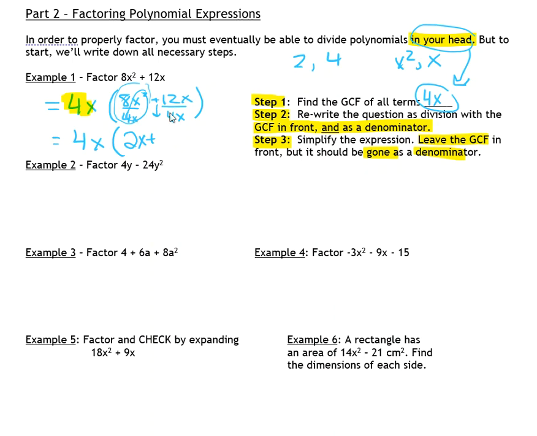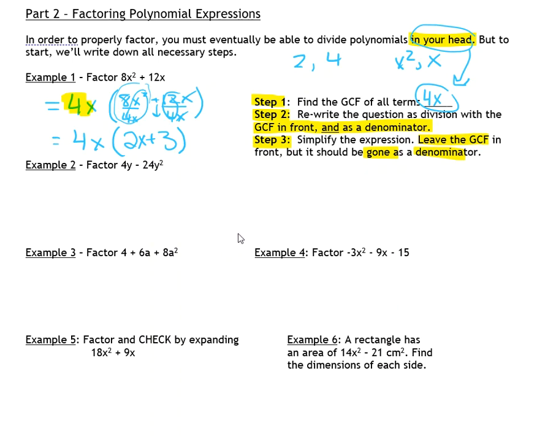And now we do the second term. So 12 divided by 4 is 3. And then x divided by x, they're exactly the same. They cancel out, so we don't write anything there. We just close the bracket. They cancel out to a 1. So that is factored. 4x times 2x plus 3 is factored.